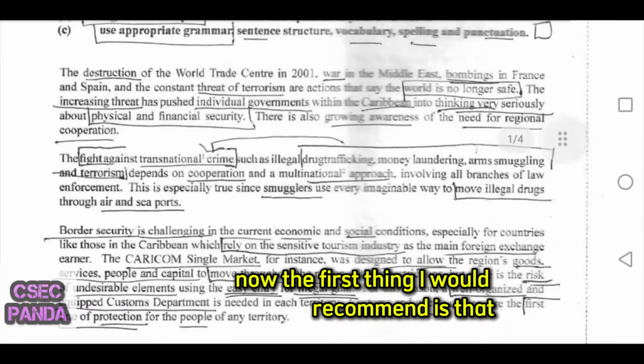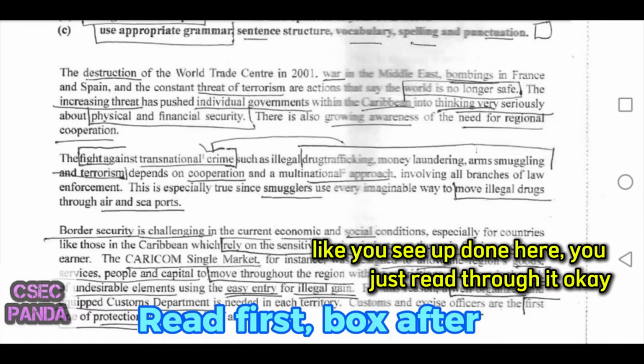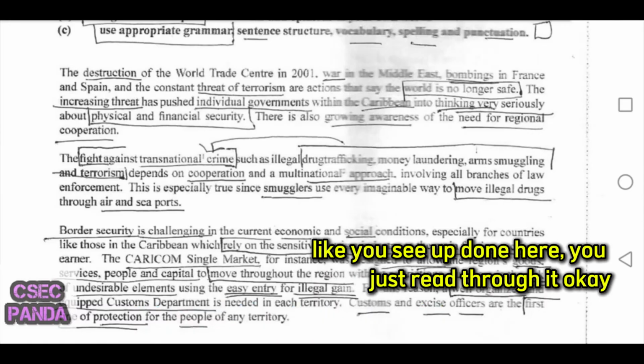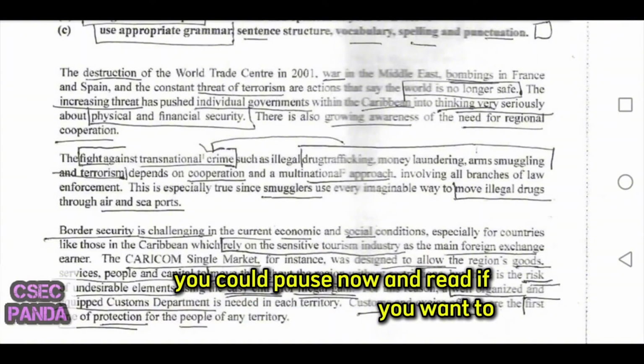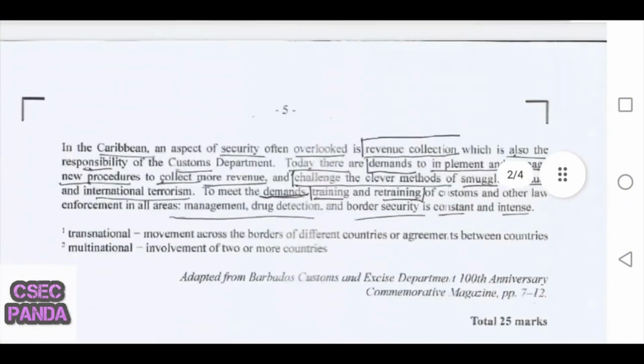Now the first thing I would recommend is that you take a deep breath, calm down, and just read this without trying to mark on it, like you see I've done here. You just read through it. Okay? You could pause now and read if you want to. Alright.